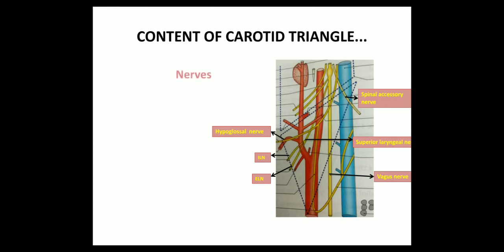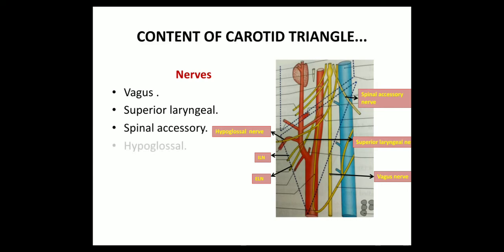The nerves include the vagus, the superior laryngeal nerve, which gives rise to the internal laryngeal nerve and the external laryngeal nerve, the spinal accessory nerve, the hypoglossal nerve and the cervical sympathetic chain.